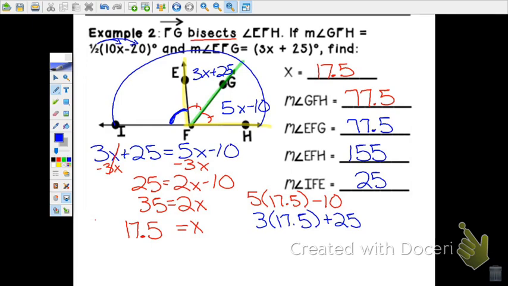So you're starting to see as we continue to learn more and more how different things tie together. And we're able to use multiple things that we've learned to completely solve problems as we did here. And we started out with the idea of the angle bisector to find angles GFH and EFG. We used angle addition to find angle EFH. We used what we know about straight angles, supplementary angles, to be able to then find angle IFE.